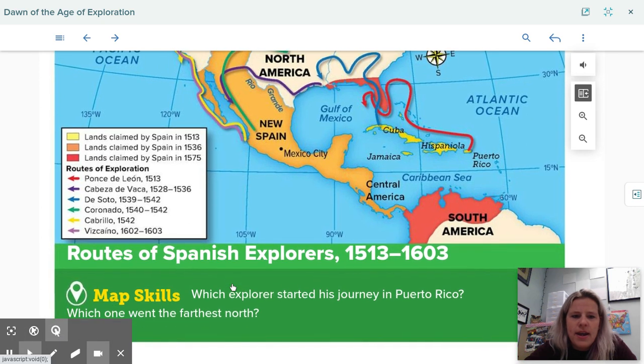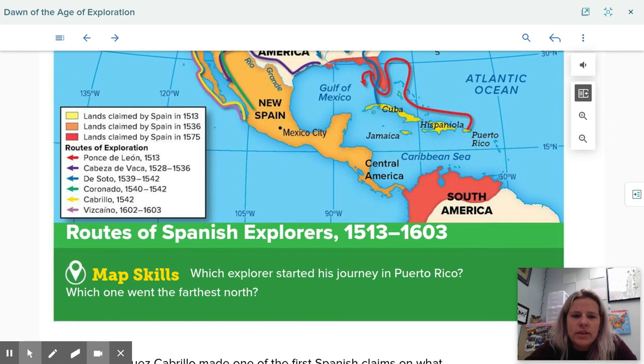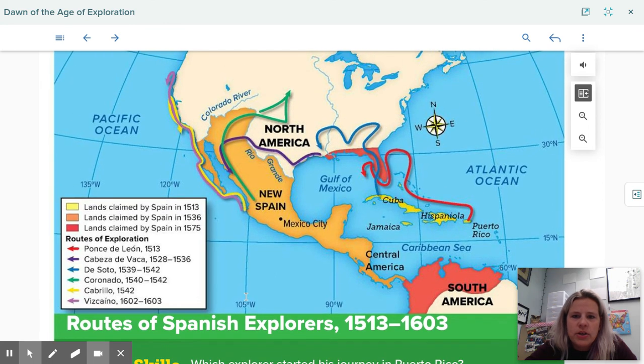Okay, and then next question, which one went the furthest north? So look at your map key, north, east, southwest. Which explorer went the furthest, the highest up here? Which one of those explorers? Was it the one in red, dark purple, blue, green, yellow, or light purple? So which one of these explorers went the furthest north?